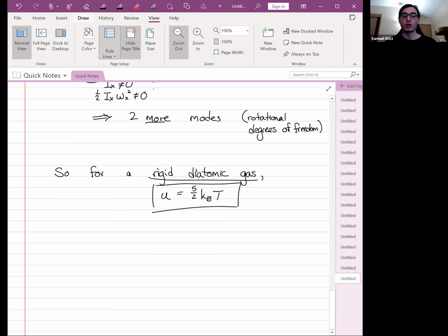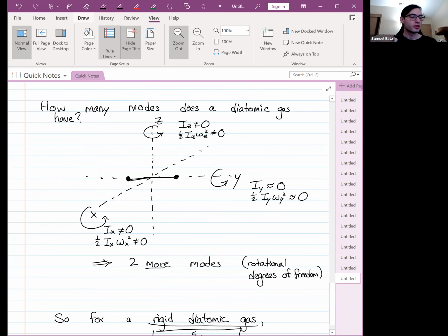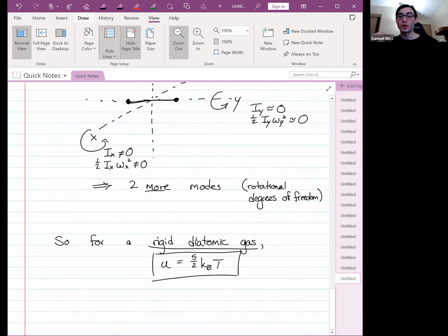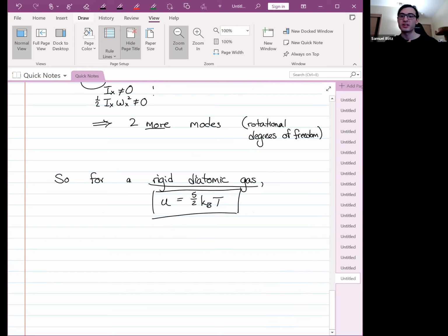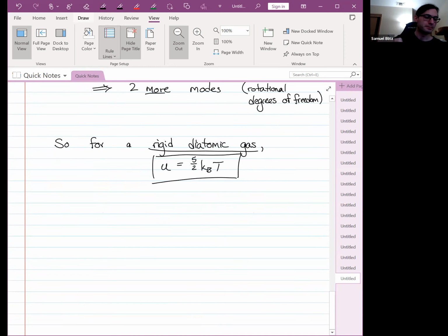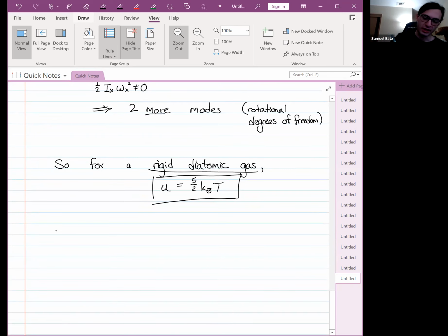Now we could do the same sort of analysis for a rigid polyatomic gas. Now we have to be careful here. We have to assume that the polyatomic gas has no I equals 0 axis, i.e. it's not just a straight line. So let me just write that down.